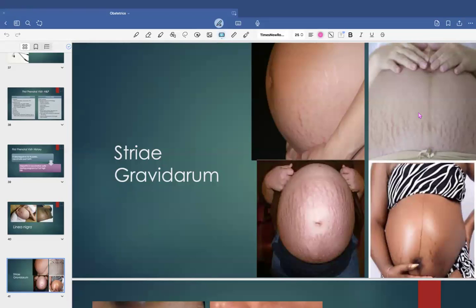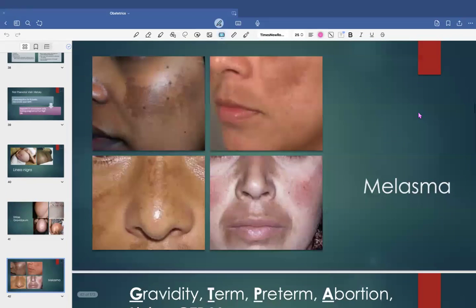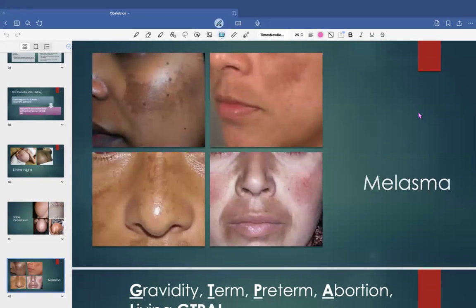And then the last thing we're going to look at is melasma, which is a skin condition that appears during pregnancy, often called the mask of pregnancy. You can see it there on the cheek. It can occur at any point in the pregnancy, but usually during the second and third trimester. Some women have small spots like freckles, and some have big, blotchy patches.